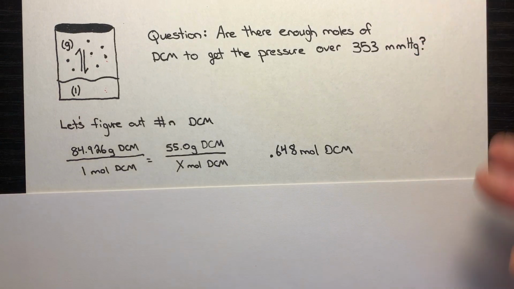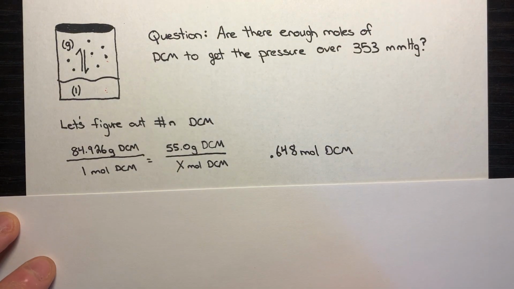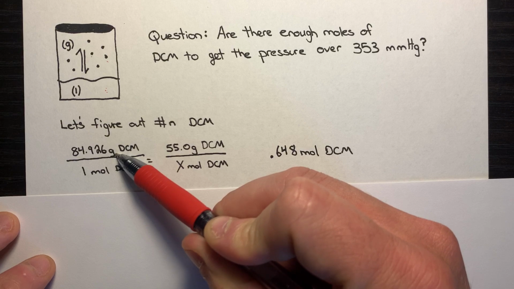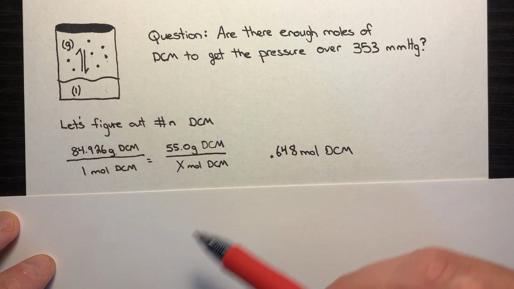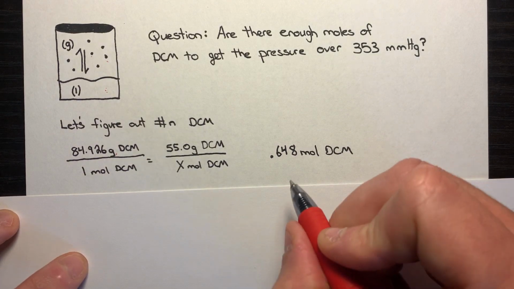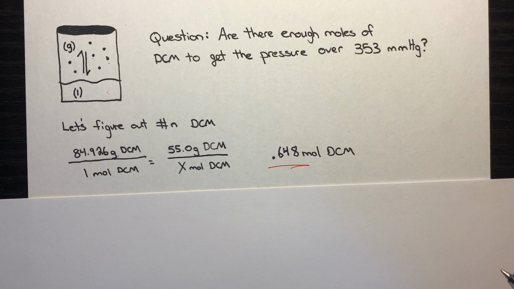So I think we'd start with trying to figure out, well, how many moles of dichloromethane do we have in the first place? And that's pretty straightforward. We're presented with our formula. We use our periodic table to come up with our molar mass for the DCM, for the dichloromethane. We know that's the mass in grams per 1 mole. We're told we have 55 grams, so I cross multiply and solve for 0.648 moles of dichloromethane. That is the actual quantity we have in our sealed 18-liter flask.